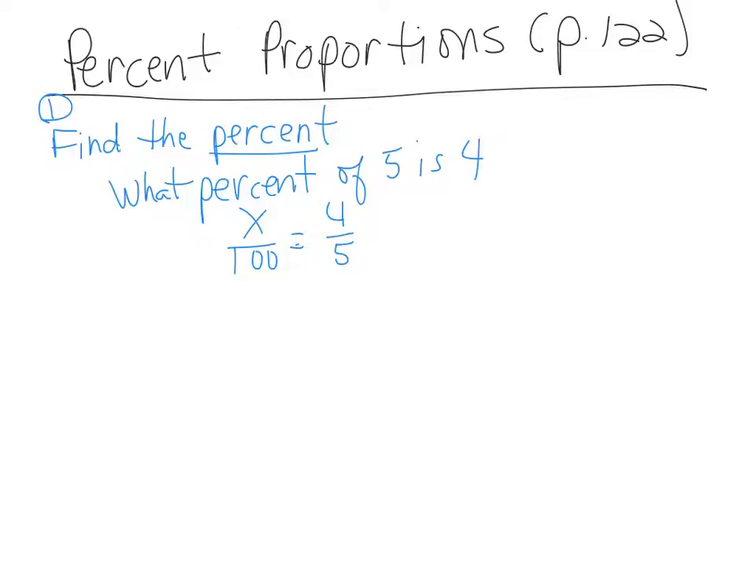So let's look at the other type. Let's turn the color. The other one is not finding the percent, but finding the part. On all fractions, you have parts and wholes. The numerator would be the part. The denominator would be the whole. So find the part.